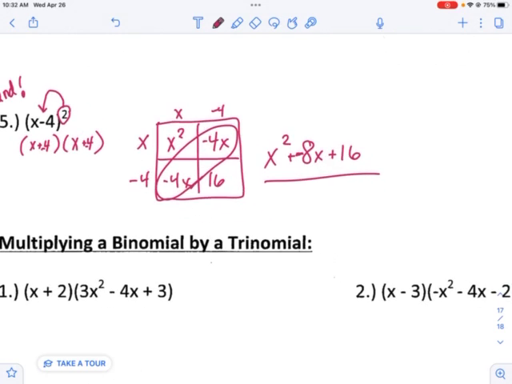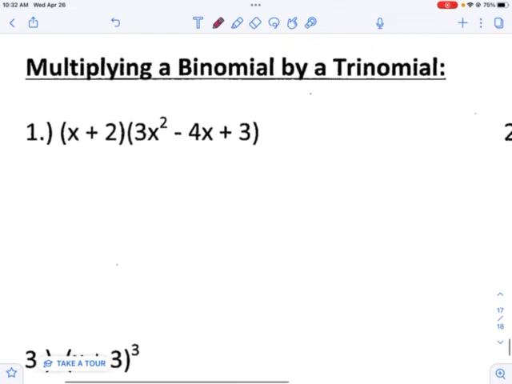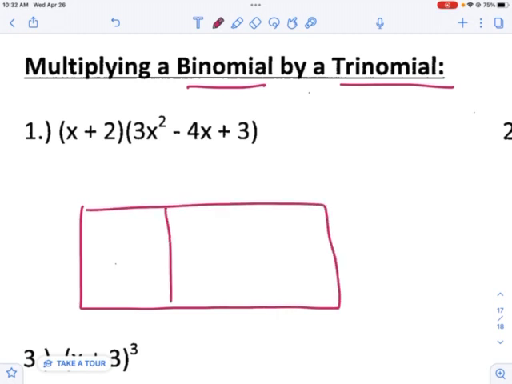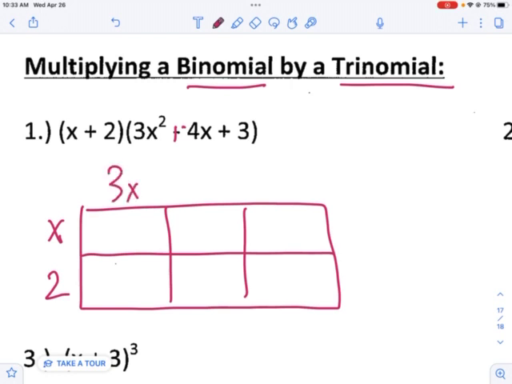So we're making a 2 by 2 box. Now, multiplying a binomial times a trinomial. So if I take a look at my problem here, I have 2 terms and 3 terms. I will need a 2 by 3 box. And yes, you need to make sure the x and the 2 in this case are in the rows where there's only 2. Okay? Pencil mark trick that middle term. I have 3x squared, negative 4x, and 3.